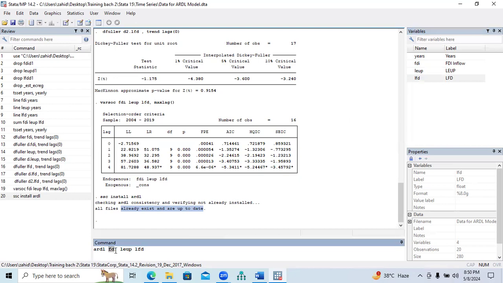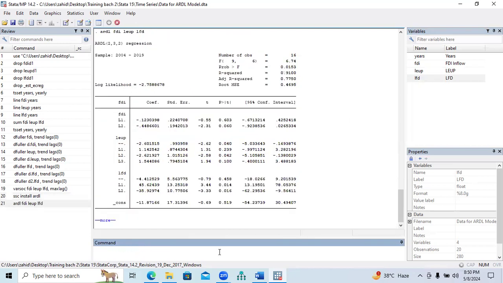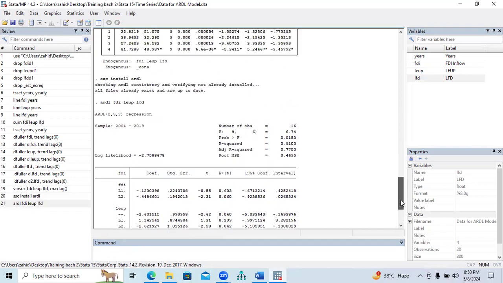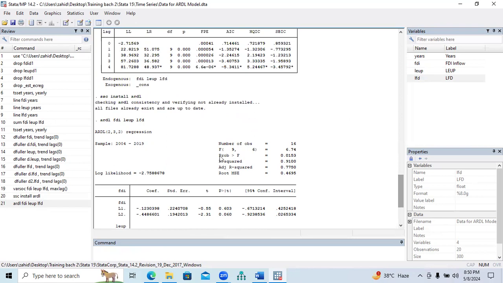So after putting your DV, you can put your IV as well. So run it. So it will show you some results. For example, you can see here the model is statistically fit. The R square is approximately 91%. The adjusted R square is 77%.